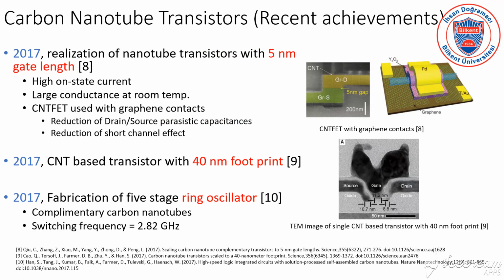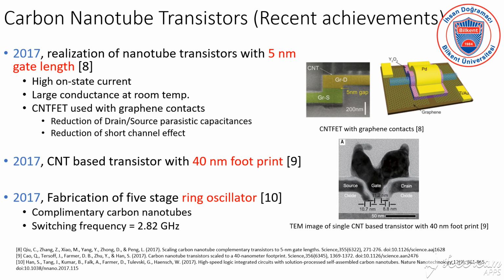In some of the recent developments, the realization of a nanotube transistor with 5 nanometer gate length is very important, and this top gate graphene contact FET is different from a conventional FET in principle because here the gate is serving two purposes: one, controlling the channel, and other, modulating the drain source graphene regions underneath the gate.